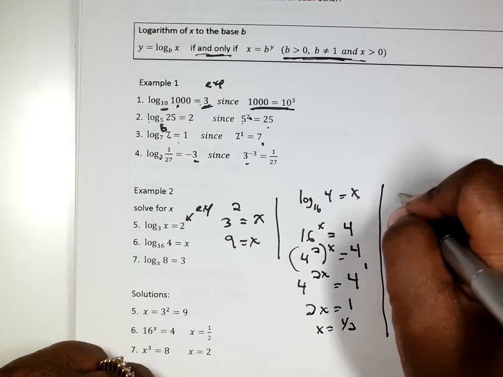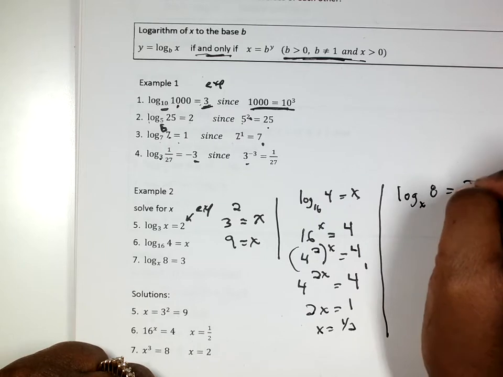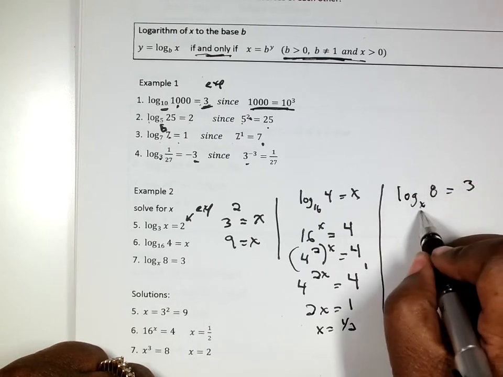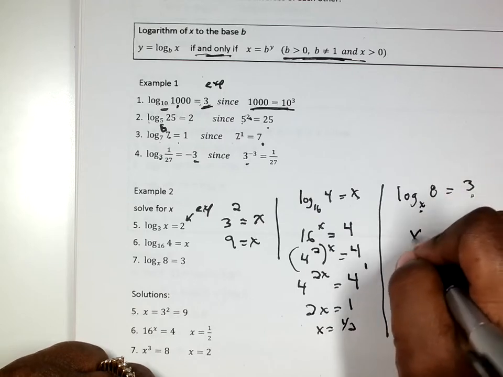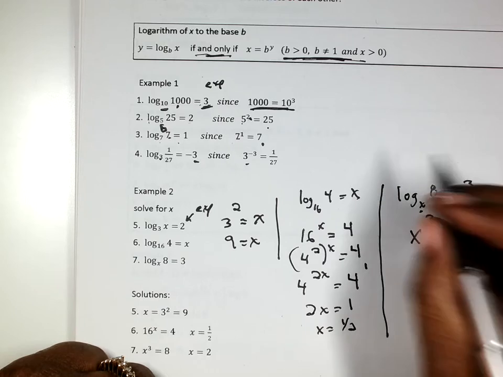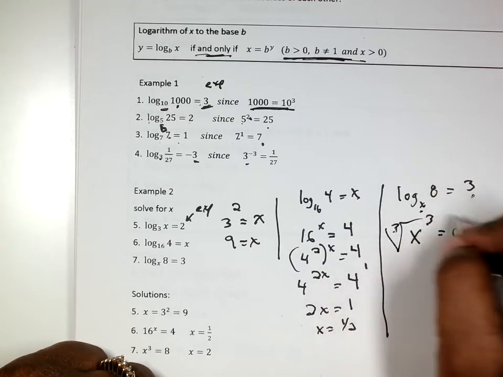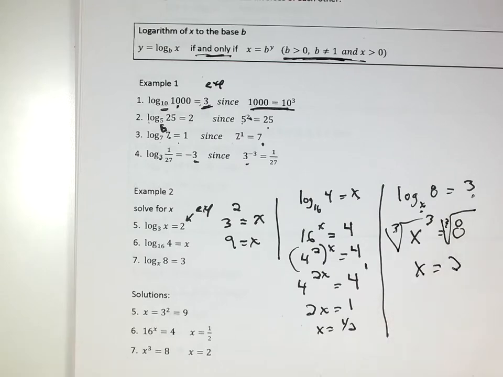And then for number 7, I have log base x of 8 is equal to 3. Again, this is the base. This 3 is the exponent. So x to the third power is equal to 8. And I can take the cube root of both sides. And we get x is equal to 2.